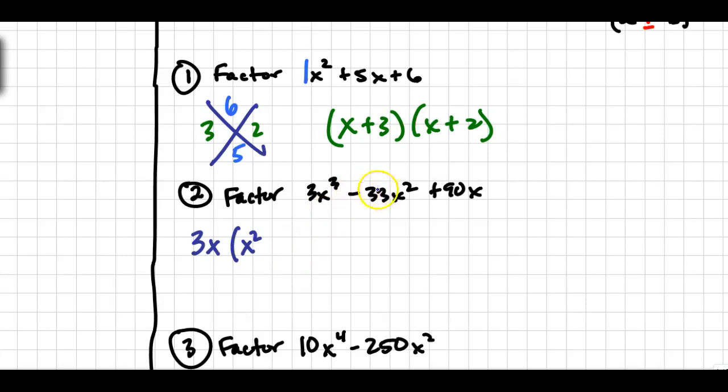3x times what is negative 33x squared? Negative 11x. 3x times what is 90x? Positive 30. Now we're going to go ahead and try to factor the part that I got inside the parentheses. I'm going to see if I can factor that further.